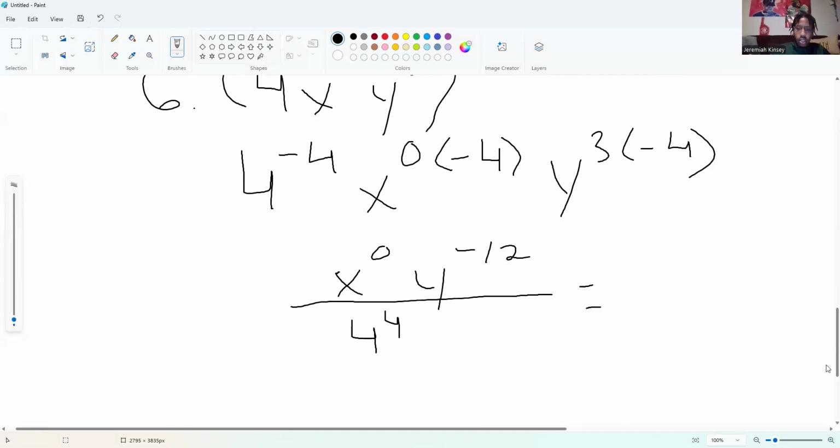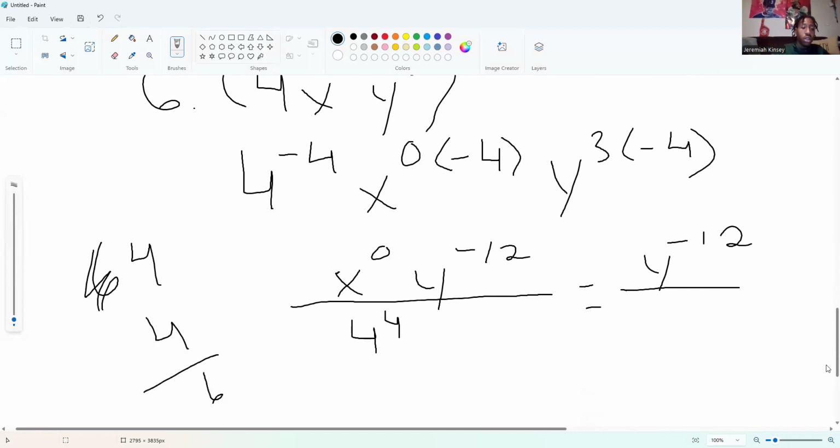Good. And then x to the 0, that's anything to the 0 power is 1. No matter if it's an x, a b, a 1, or 2, or 3, it's always going to be 1, okay? And then we get rid of that. So then, I'll bring it over for instruction. y to the negative 12, okay? 4 to the fourth power. So 4 times 4, 16. 16 times 4, 64. 64 times 4, 256, okay? So 256. So y to the negative 12 over 256.